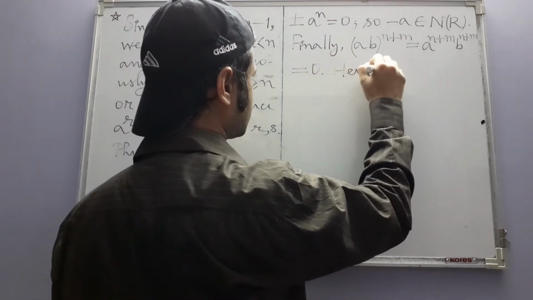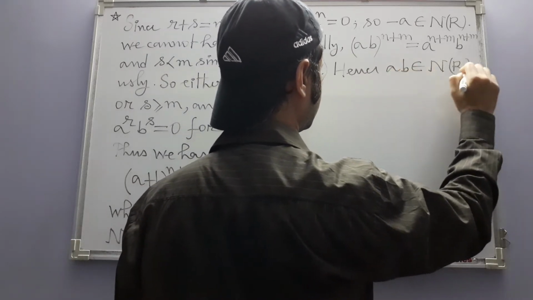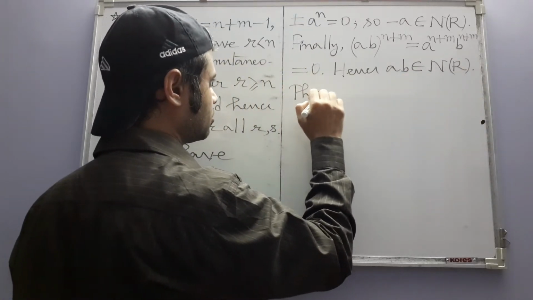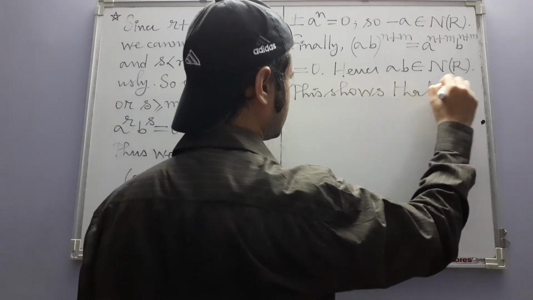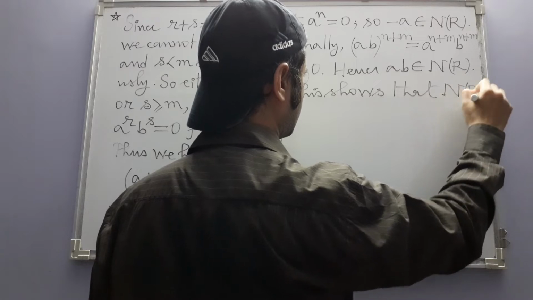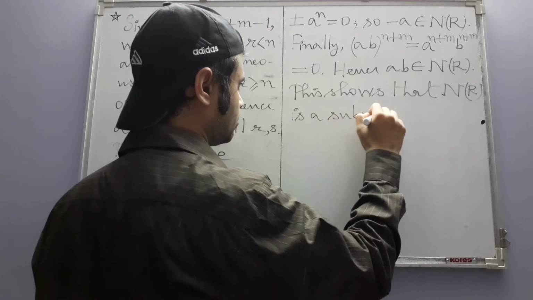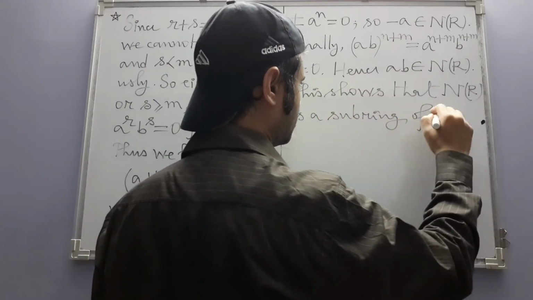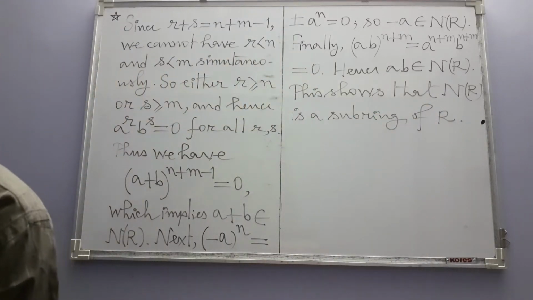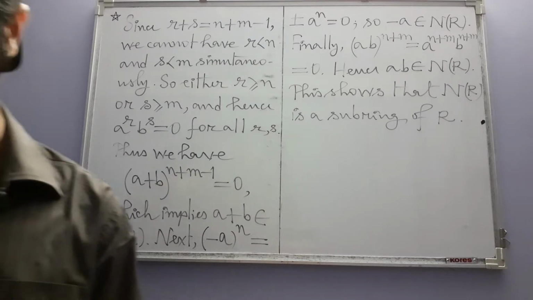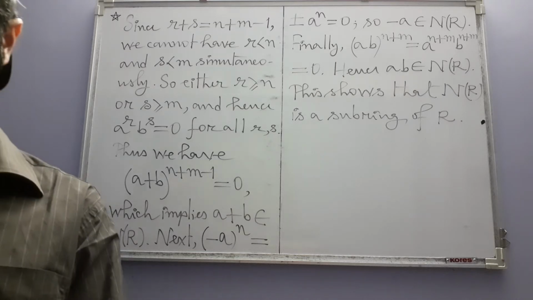Hence AB belongs to n of R. This shows that n of R is a subring of R. Note that in showing that a plus b is again a nilpotent element, commutativity of the ring has been used in an essential manner. Without commutativity, we cannot say such things.